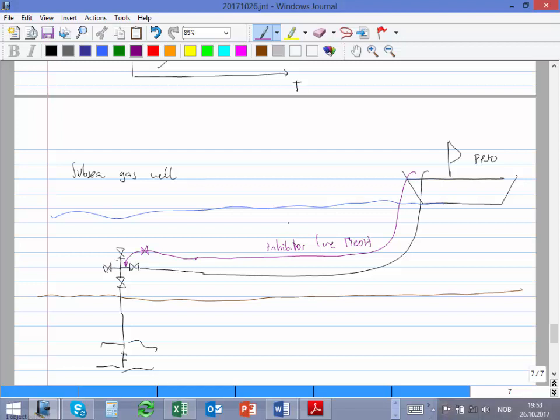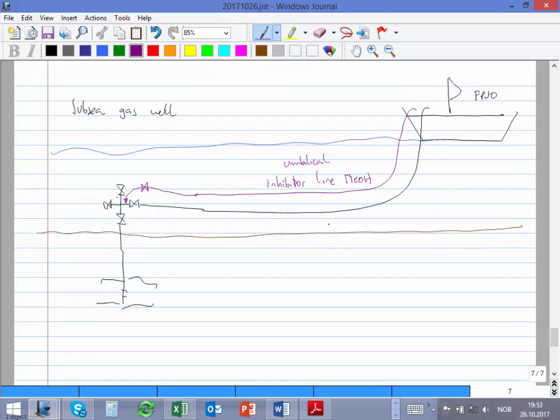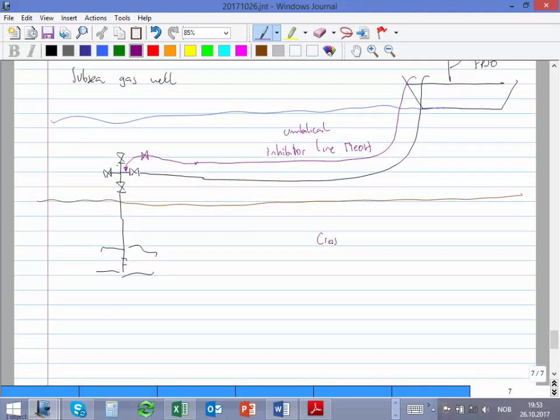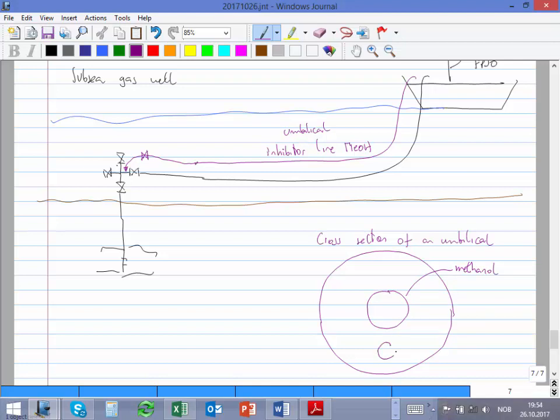This line usually is what you call an umbilical. The umbilical is like a flexible pipe that has a bunch of other pipes in between. So the cross section of an umbilical, for example, is something that's not so round. Let's try to make it a bit better. In the center, it has the methanol line. Then to the side, it has the hydraulic line that you use.